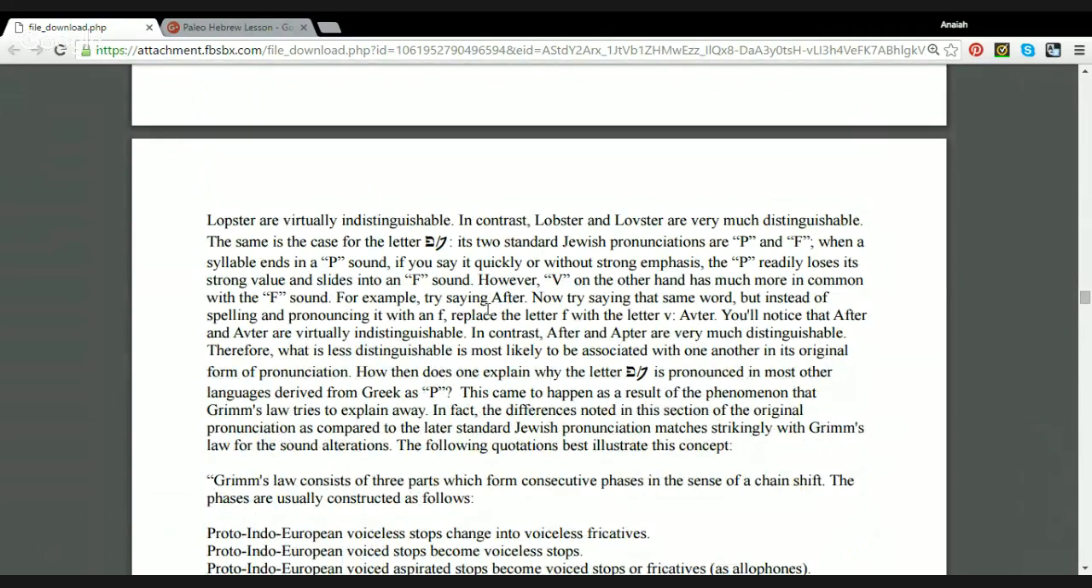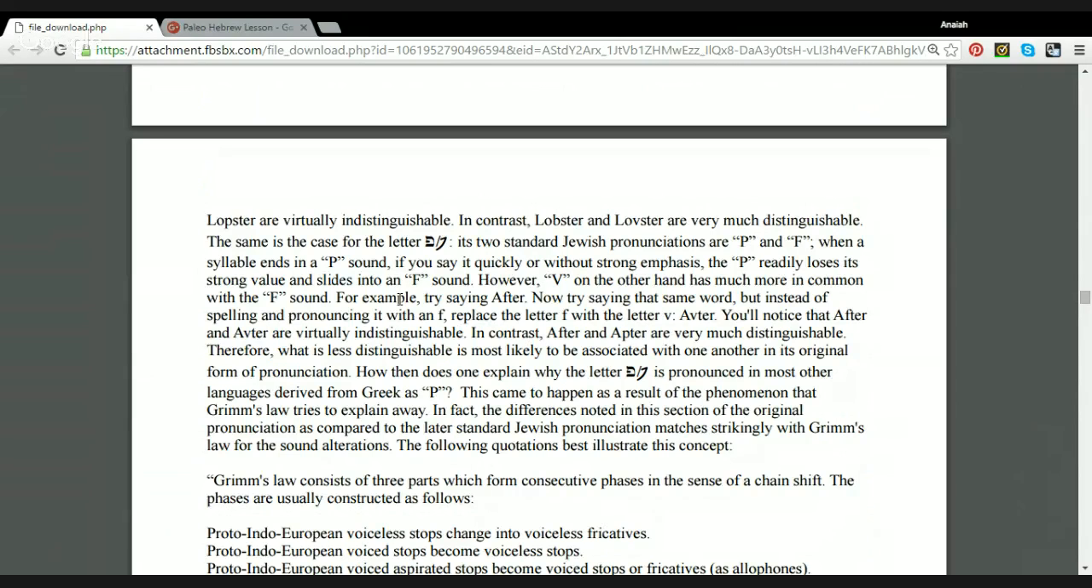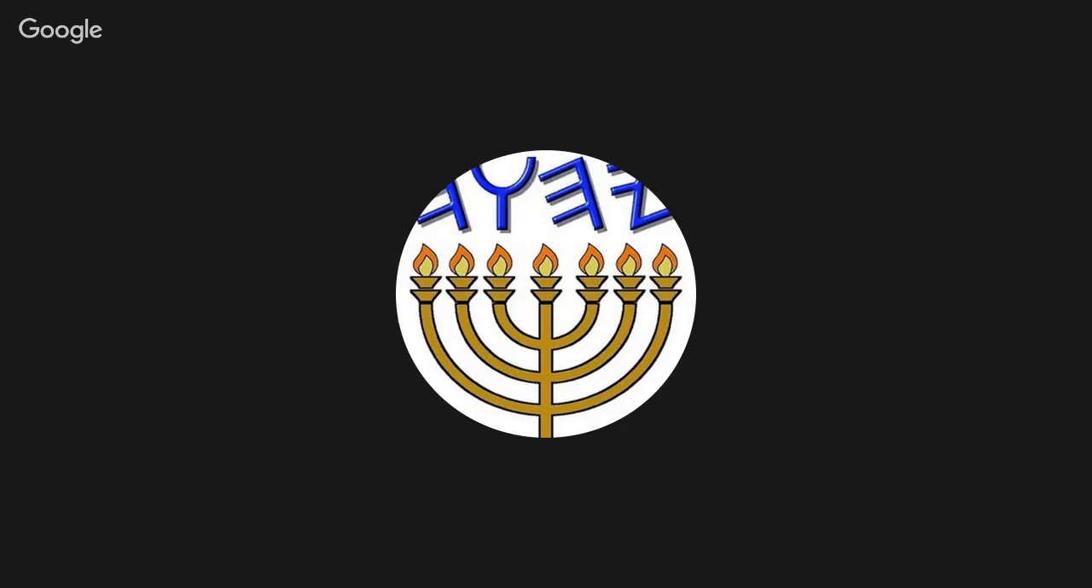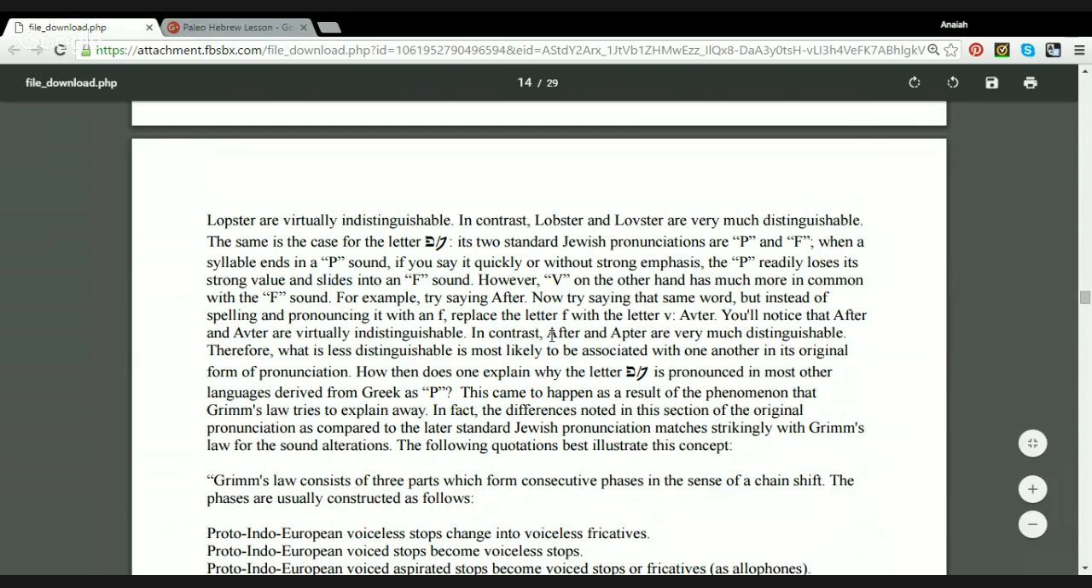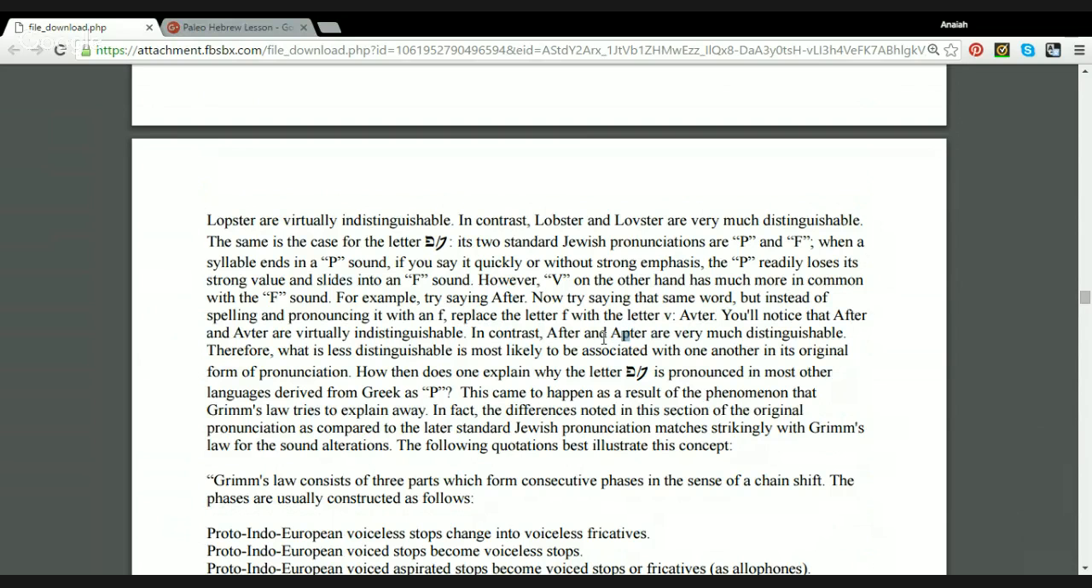And now do the same thing for the word after. Try to say after with an F, and then I'll try to say after with a V. After. After. Sounds identical, right? Pretty much. You just got kind of like a V there. But now try to say after with a P. After. The P is noticeably different, wouldn't you say?